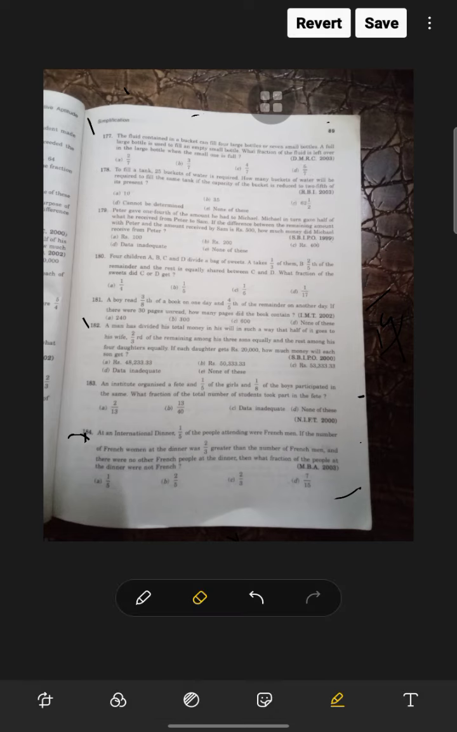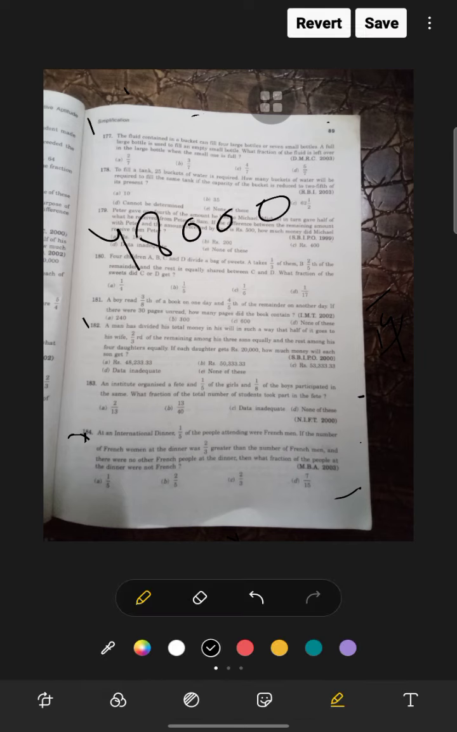So none of the above will be the answer. Okay, 48,000 is the answer. No, it's the money of each daughter. Wait, 48,000 is the money of each daughter. Okay, how much money will each son get? He's asking about the son.